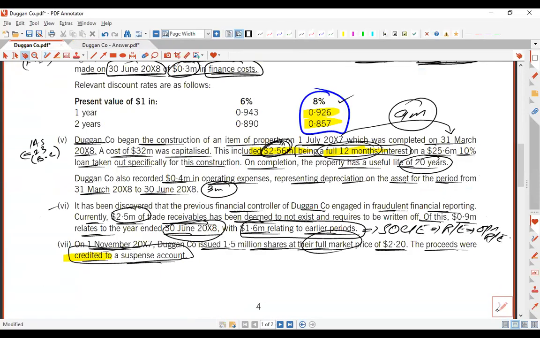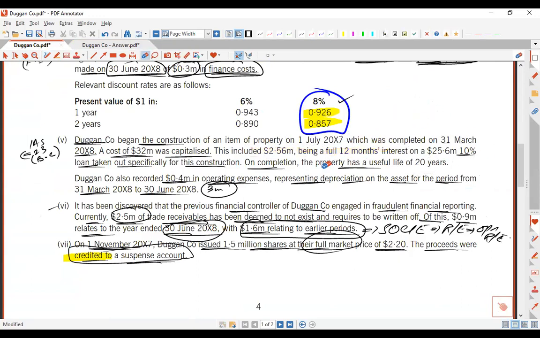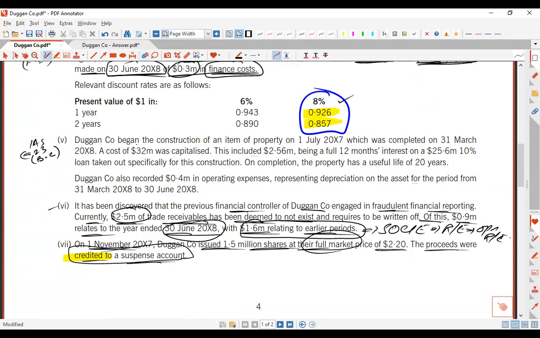Note number 5 is very important, and it's pertaining to IAS 23 borrowing cost. D company began the construction of an item of plant on 1st July 2007, which was completed on 31st March 2008. A cost of 32 million was capitalized.